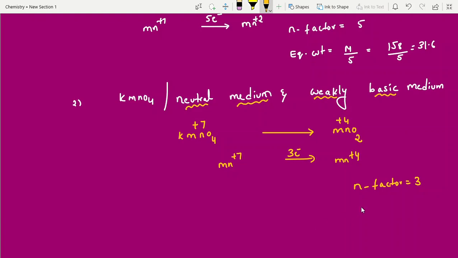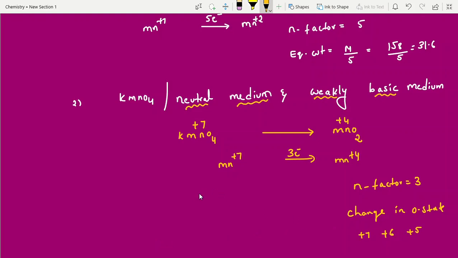Some students are confused about how to write this. See, while writing the change in oxidation state, write +7, +6, +5. That's it. Don't take +4. If you want to take +4, you can take +6, +5, +4. Either include this one or that one, but don't take both, or you will get it wrong. So +6, +5, +4, or else +7, +6, +5.